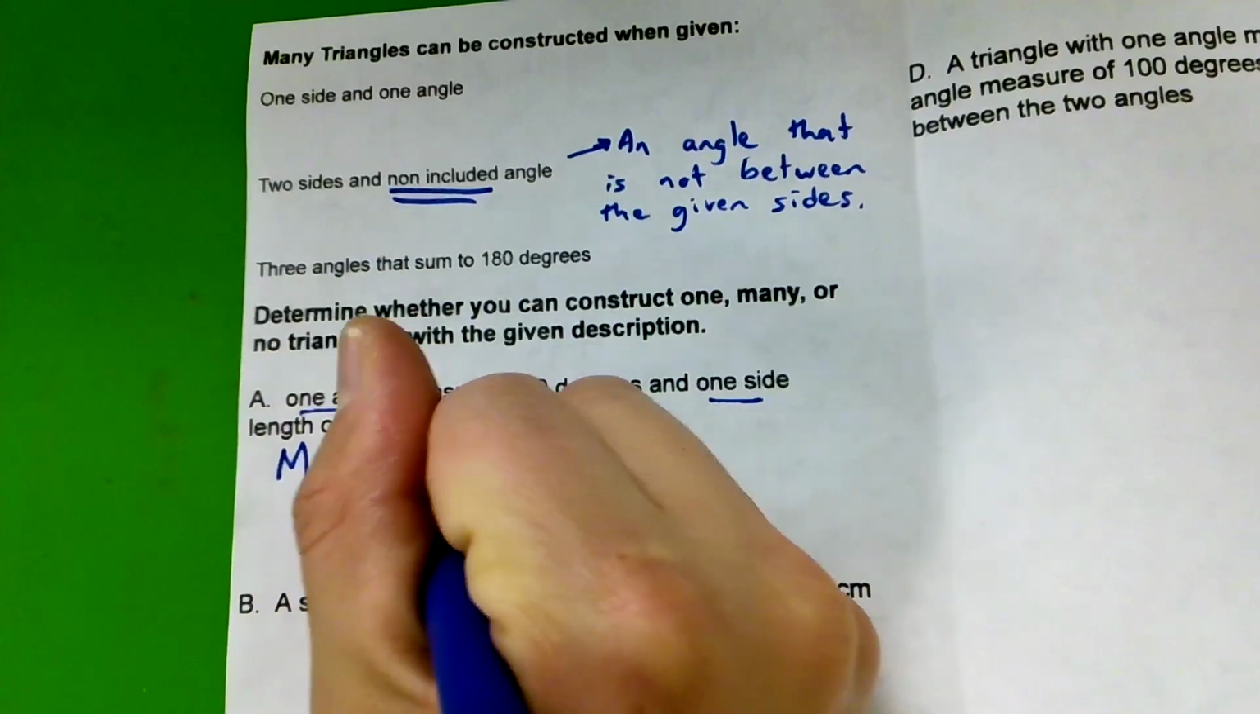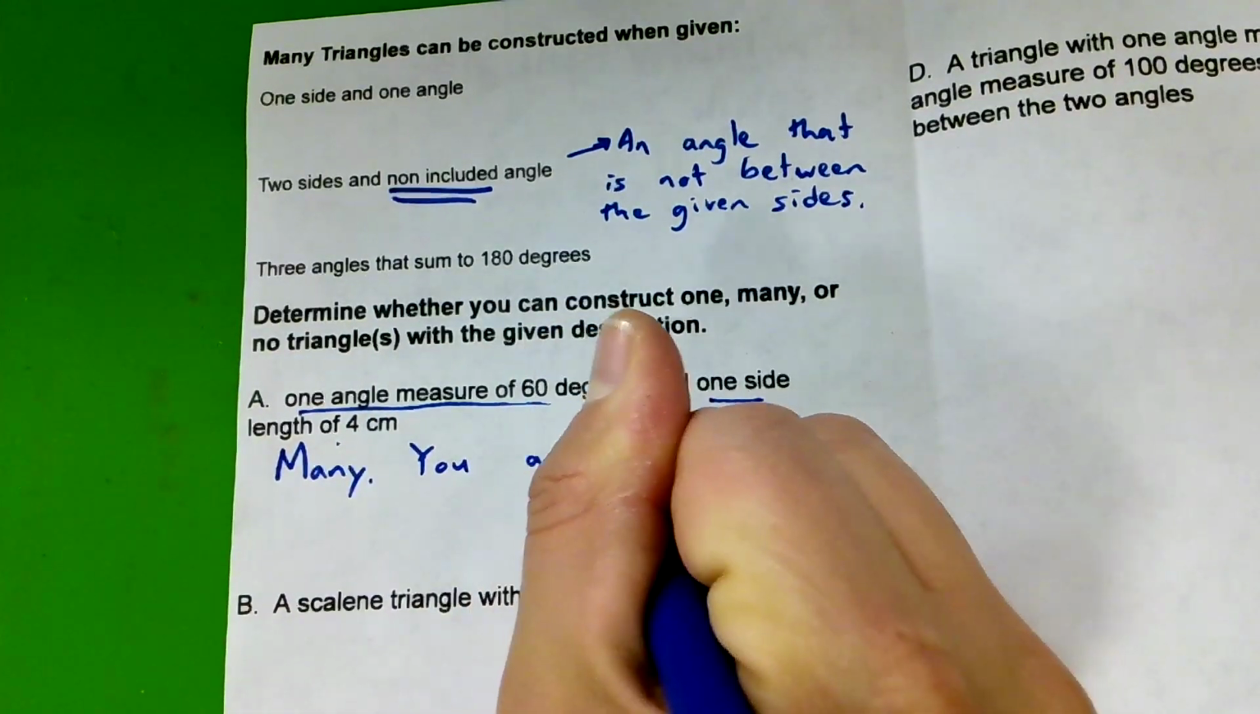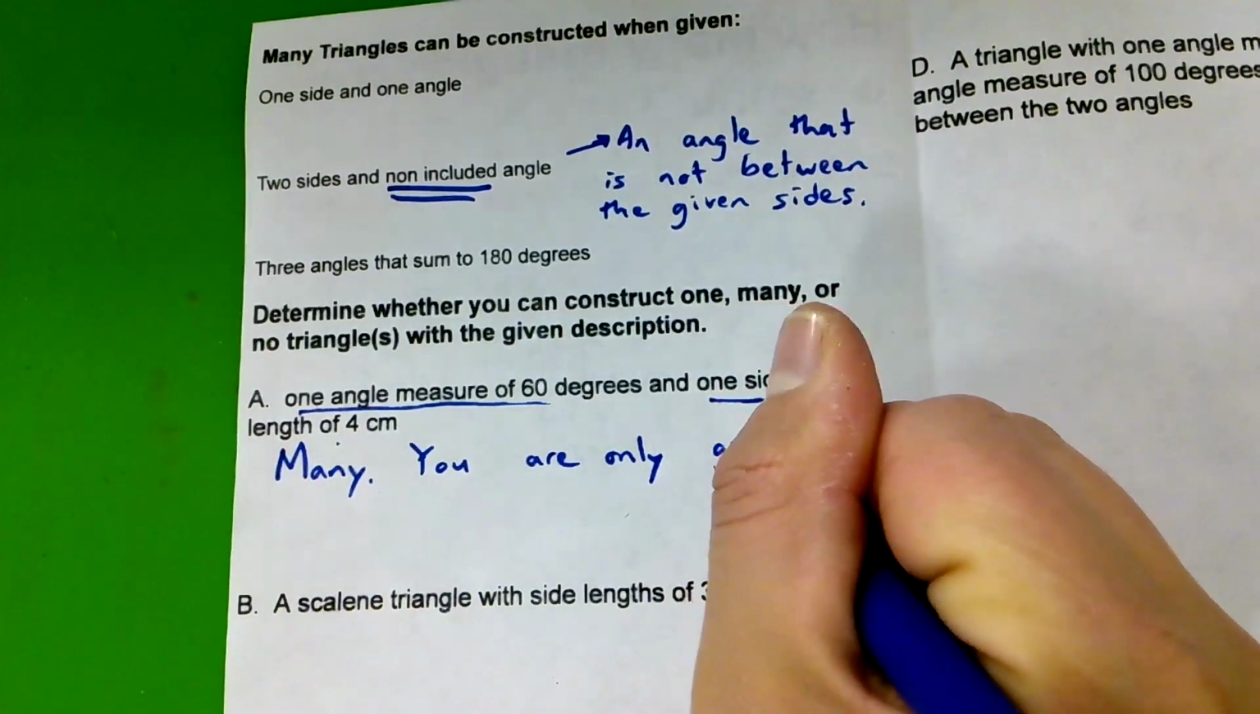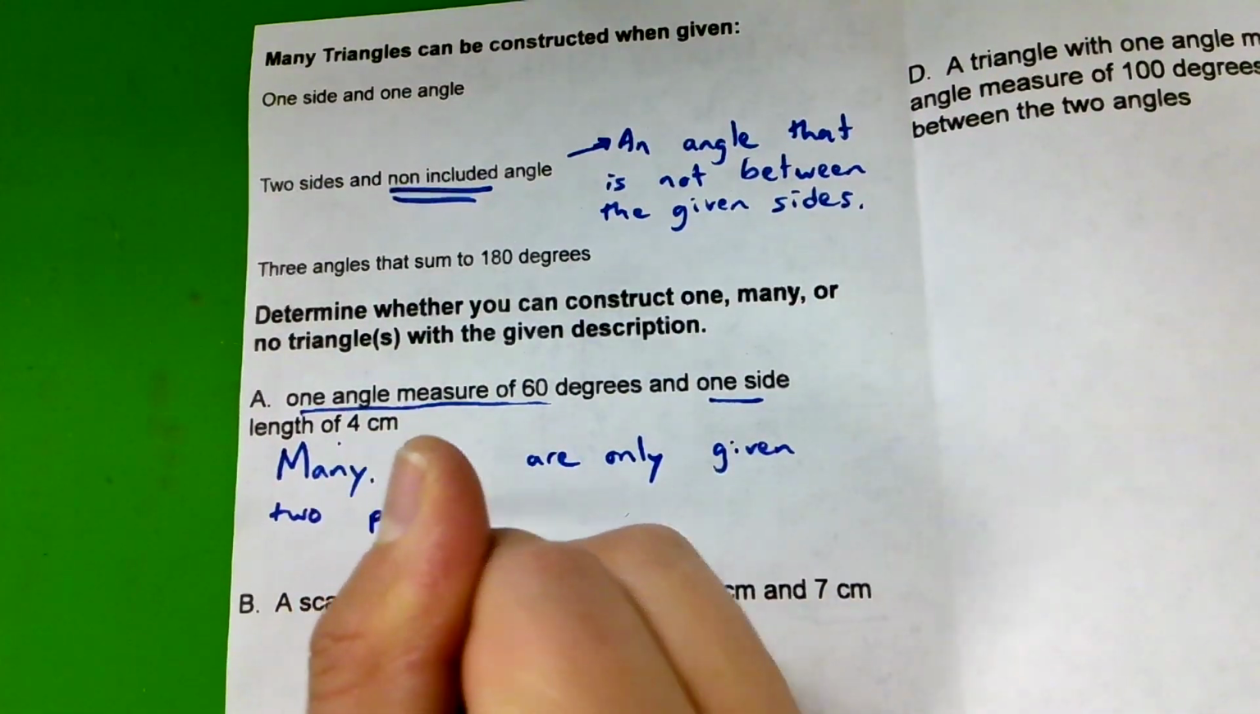And for the reason, you are only given 2 pieces of information.